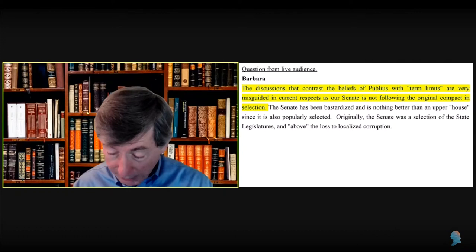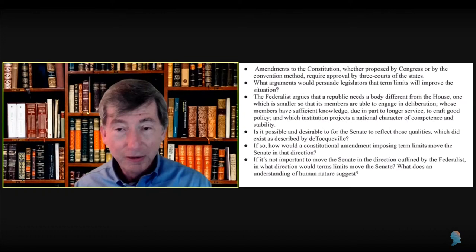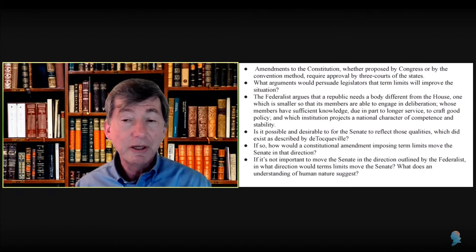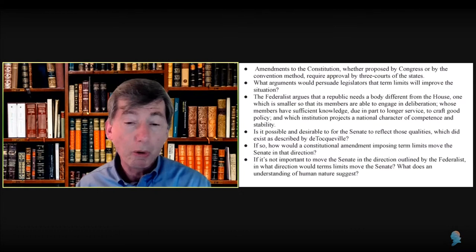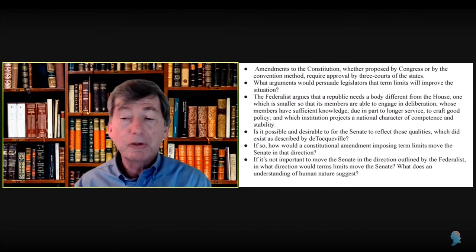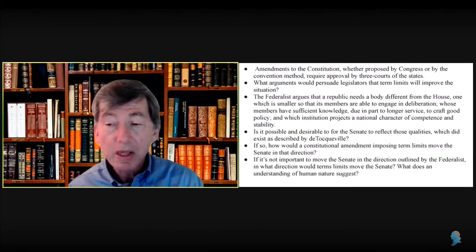I'm going to ask you these very practical questions. The Supreme Court has held that term limits violate the Constitution. That means to overturn it, you've got to get an amendment to the Constitution that's either proposed by Congress or by the other method, the convention method. So you've got to get then three quarters of the states to agree.